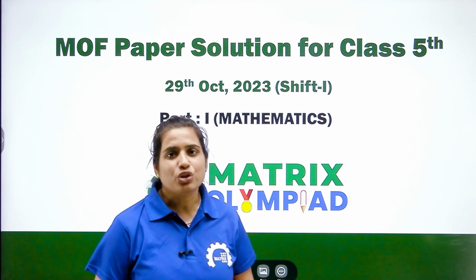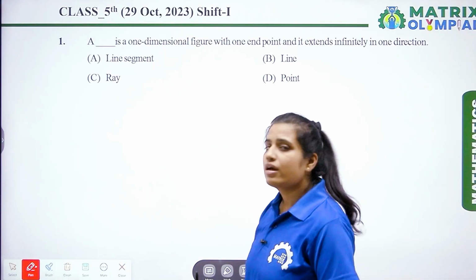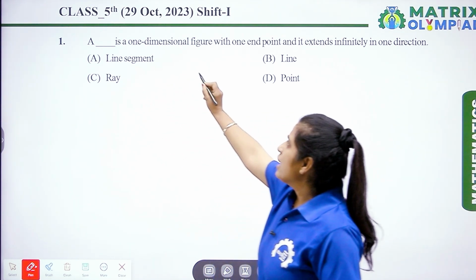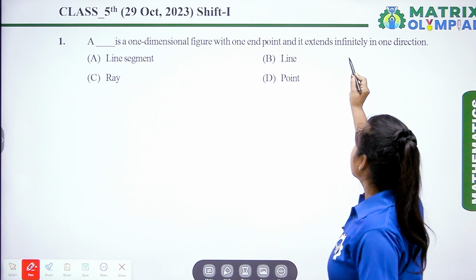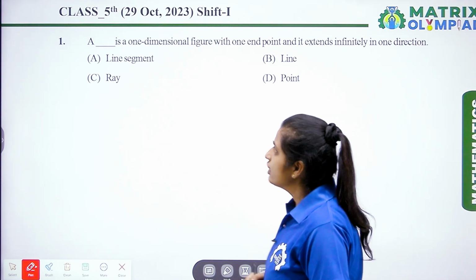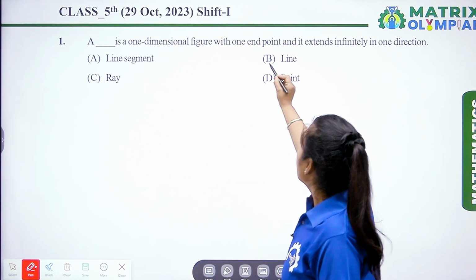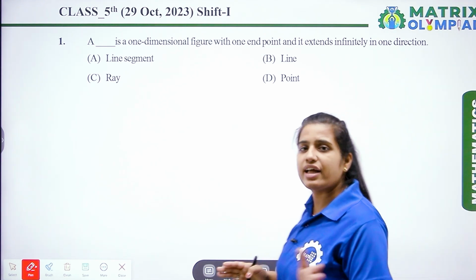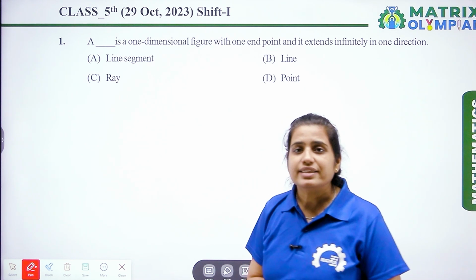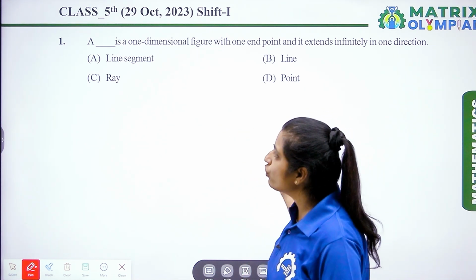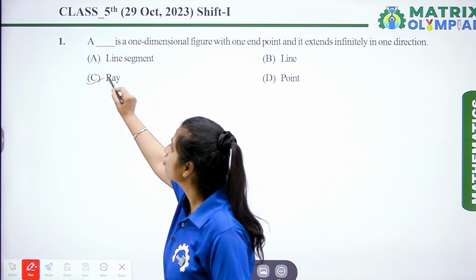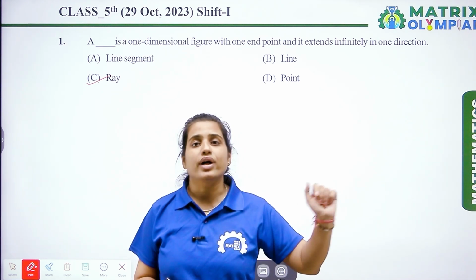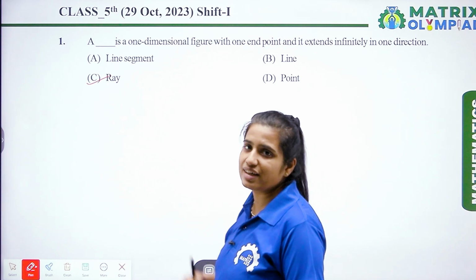So let's start with the solution of first part, that is of mathematics. Here comes the first question of this part. A dash is a one-dimensional figure with one end point and it extends infinitely in one direction. ये एक one-dimensional figure है with one end point, जिसके पास एक end point है and it extends infinitely in one direction, और एक ही direction की तरफ ये move कर रही है. So what is this one-dimensional figure? So here, out of this four option, you can say that a ray is a one-dimensional figure which has only one end point and it extends infinitely in one direction. So ray is the correct answer.